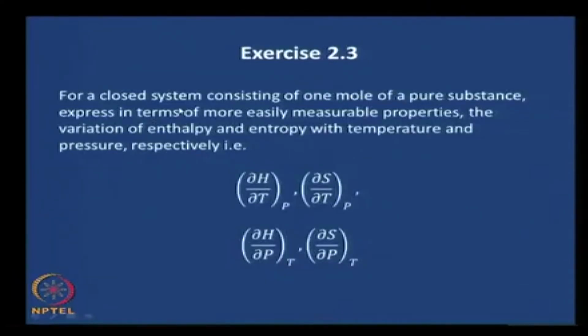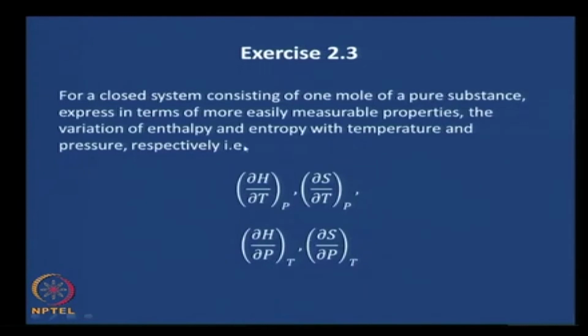Essentially we are using a few principles, theorems in mathematics, to come up with this relationship between the thermodynamic variables, to relate, in this particular case, difficult to measure thermodynamic variables to easy to measure thermodynamic variables. This exercise was for a closed system consisting of 1 mole of a pure substance: express in terms of more easily measurable properties the variation of enthalpy and entropy with temperature and pressure respectively.